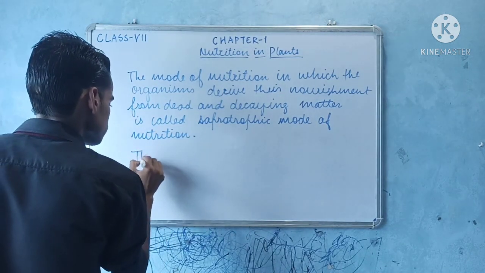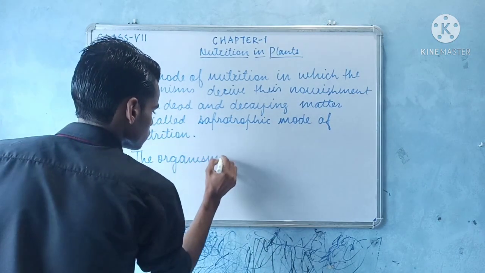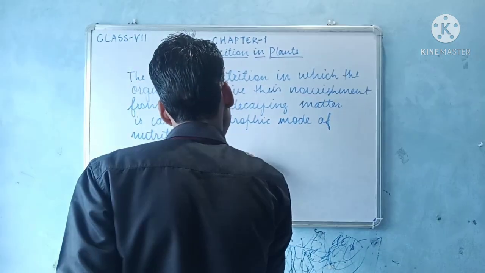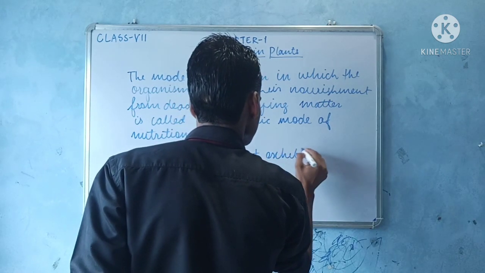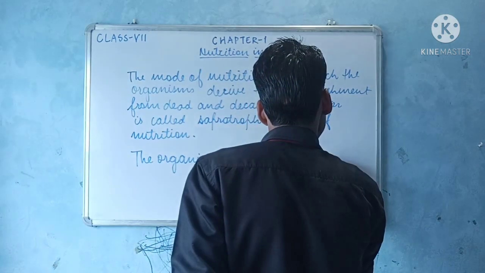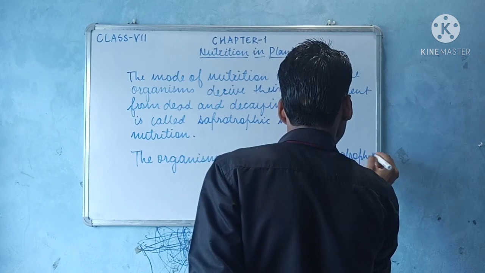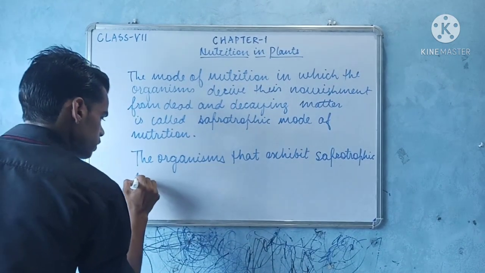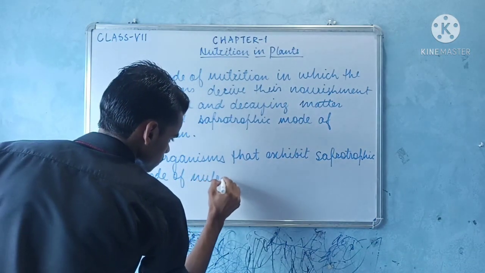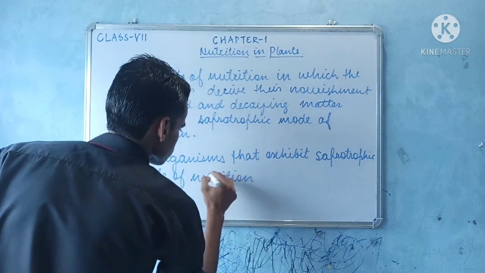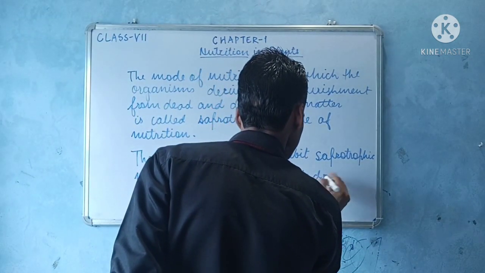The organisms that exhibit the saprotrophic mode of nutrition are called saprotrophs.